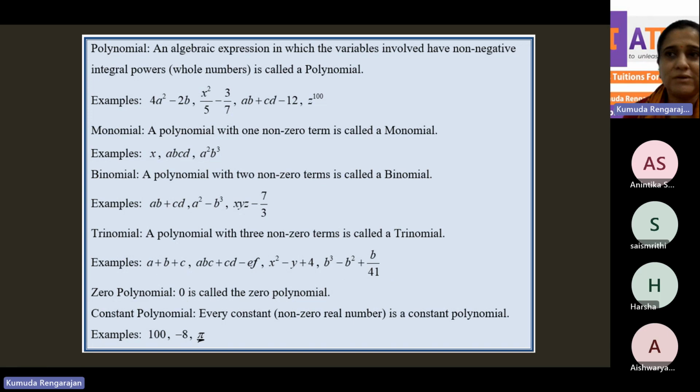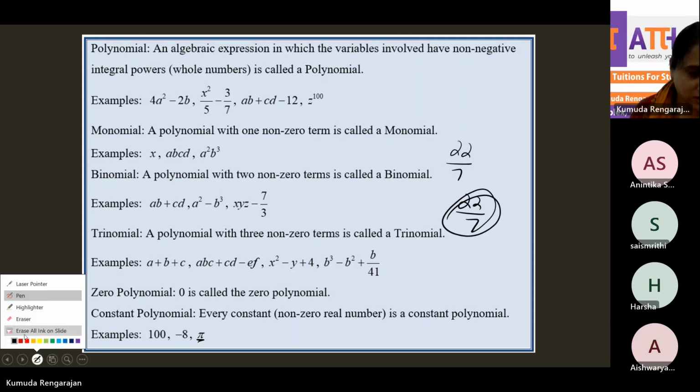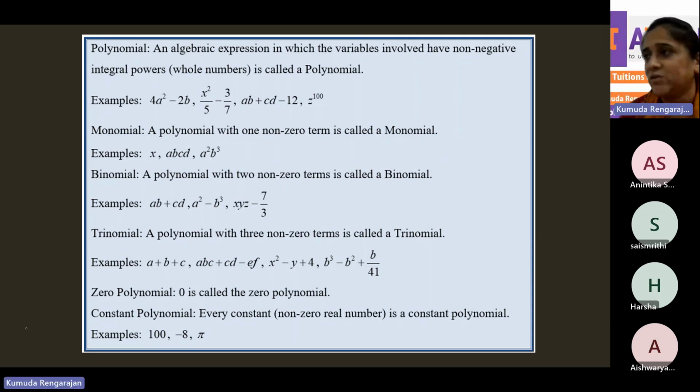And this pi, because pi has a numerical value, it's a constant polynomial. For the sake of calculation, we use 22/7, but otherwise it's a non-terminating, non-repeating decimal, which again you will see next year. So for computing purposes, we take pi as 22/7. Its value is not exactly 22/7, but in order to compute the value, we take it as 22/7. That is a big discussion, we'll do it later, not this year at all.